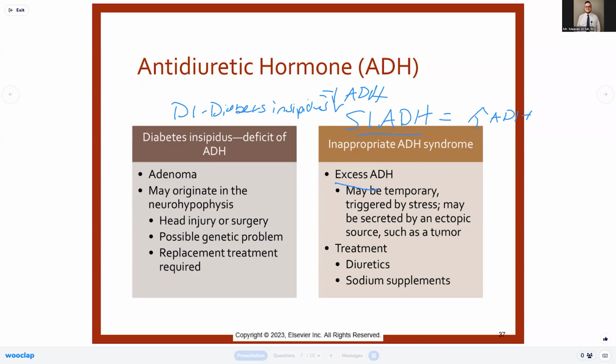This could be triggered by stress. Again, adenoma, tumor. We can treat this with diuretics and try to get rid of it, but think of just fluid overload symptoms. So edema, jugular vein distension, hypervolemia. Jugular vein distension, excess fluid basically is SIADH.